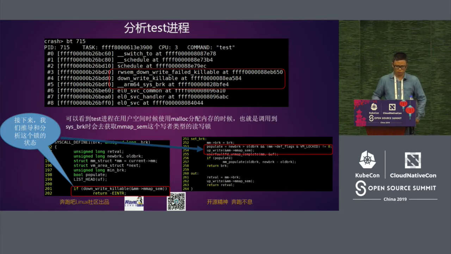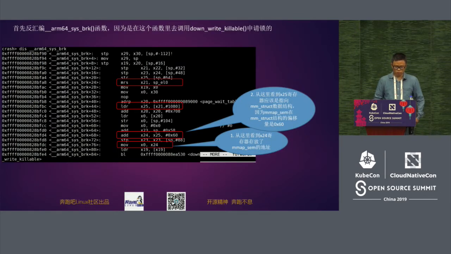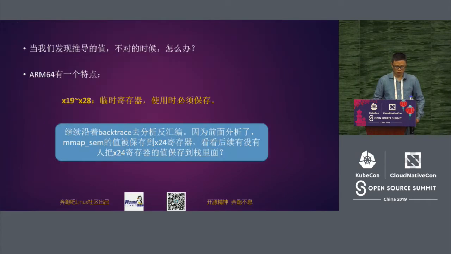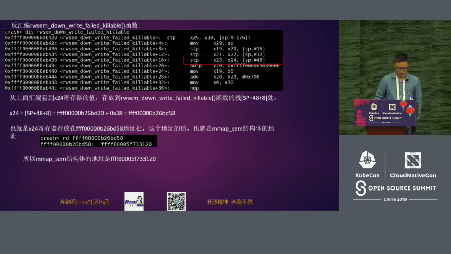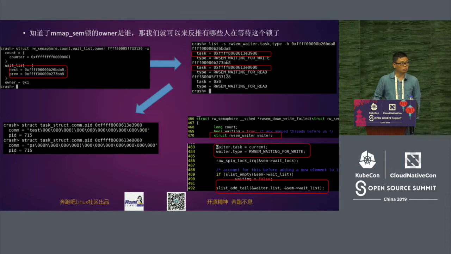And this is analyzing the test process or threads. This is the call trace. We have a thread PID number, and we have circled it, and this is how the test threads get the log, and we are analyzing the compiling code, and we're also using the features of ARM64. For example, ARM64 has x19 to x28 temporary change. We will have to save it for further analysis.